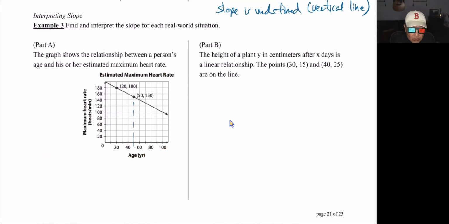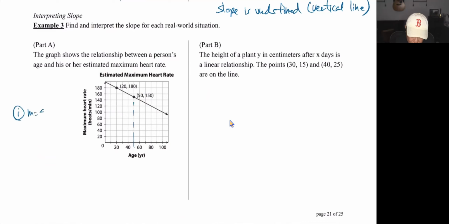So using this graph, we could sort of estimate, right, what's going on. So the graph shows the relationship between the person's age and his or her estimated maximum heart rate. Okay, so what does that tell you? It says find and interpret. That's two parts, guys. So let's find it first. Number one, let's find it.